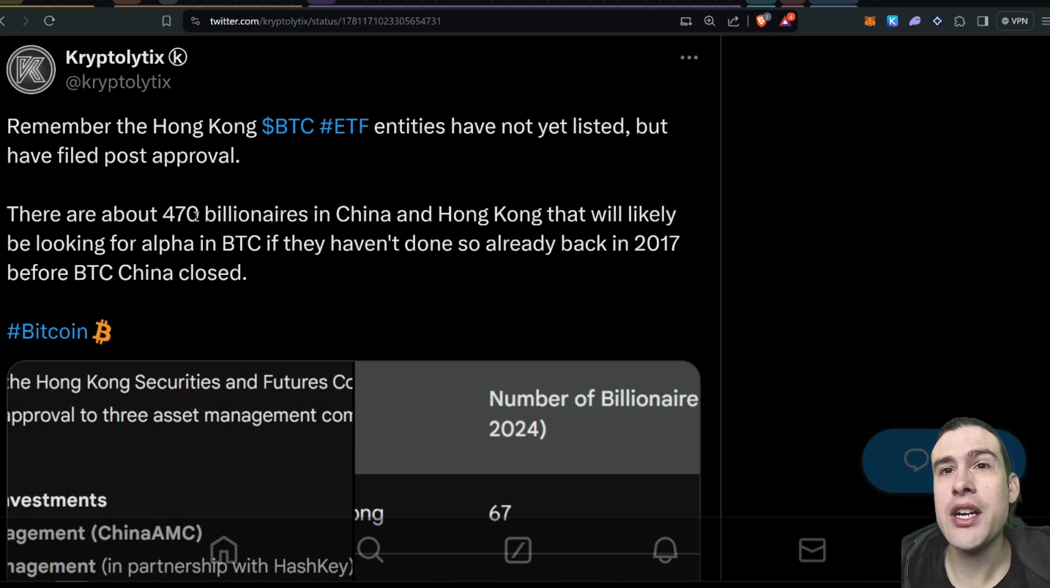There are about 470 billionaires in China and Hong Kong combined that will likely be looking for alpha in Bitcoin, if they haven't done so already back in 2017 before BTC China closed. This was the biggest crypto exchange in China for years, right? This was basically the main place that all the Chinese investors went for altcoins at the time, which weren't the ones that we have today. For the most part, it was just Bitcoin trading. And remember, I mentioned in previous videos, there was Paxful as well, but it was a bit more clunky than a basic centralized exchange.